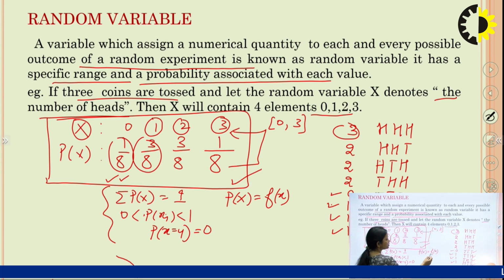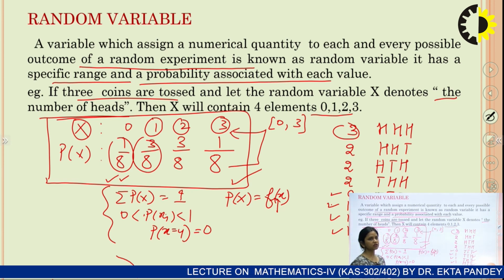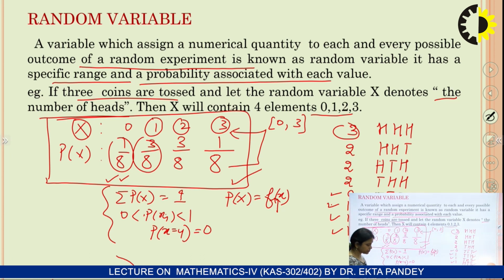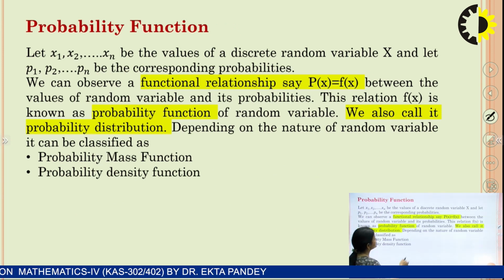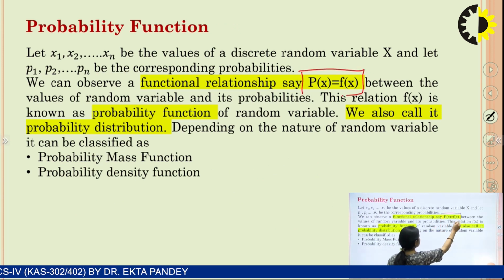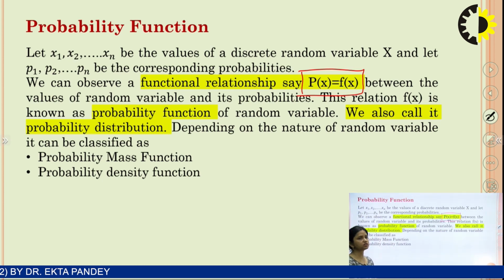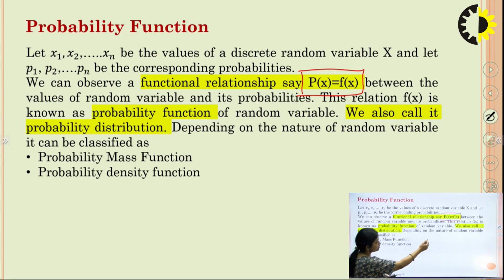Instead, what we can do is just put the value of the random variable in this function and find the corresponding probability. So there is no need of counting the number of favorable cases or the number of total cases every time. This functional relation is known as the probability function. If we can find a probability function, then it would be easy for us to find the probability for any value of the random variable. This probability function is also called the probability distribution.